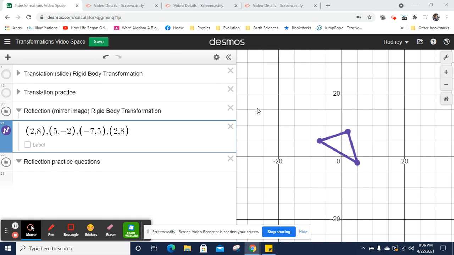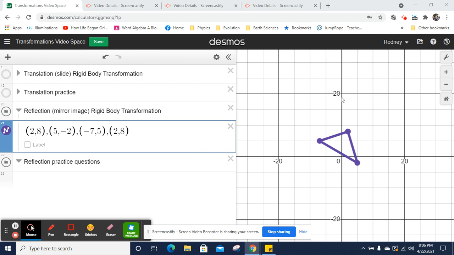Hey, this is Mr. Ward, and I'm going to go ahead and do a video talking about reflections, which are mirror images. Reflections are rigid body transformations. And I'm going to start with a couple of really basic ones, and then I'll deal with a couple of more complex ones in a second video.